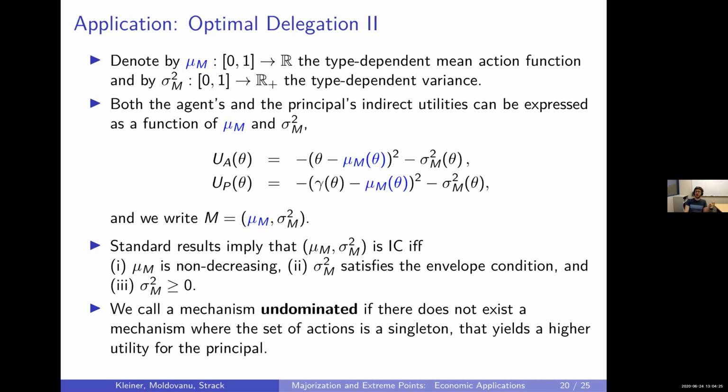So that's why it's actually useful to work a little bit more on the characterization result and think about which mean action functions you can actually implement, in the sense that the variance that's required by the envelope condition is actually non-negative. So this is what we do next, and this turns out to be exactly the majorization constraint. To do this, it turns out that not all mechanisms can be compared in the majorization order, but every undominated mechanism can be normalized in a way that you can compare them. We say that a mechanism is undominated if you cannot find a mechanism where the set of actions is a singleton and that yields a higher utility for the principal. Okay, so clearly from an optimization standpoint, you're only interested in undominated mechanisms, no matter, for example, what the exact distribution of agent types is.